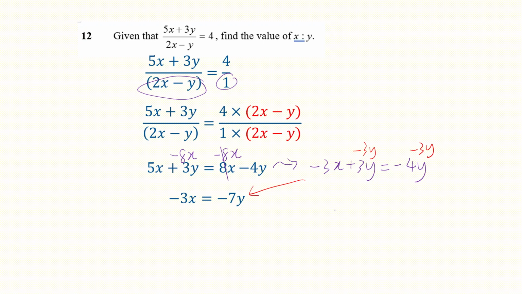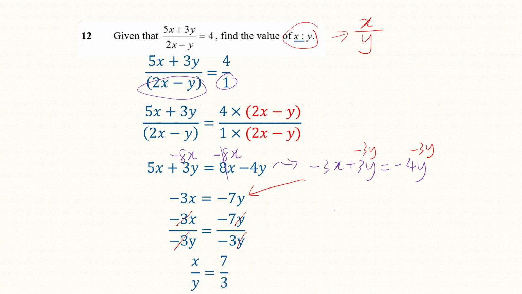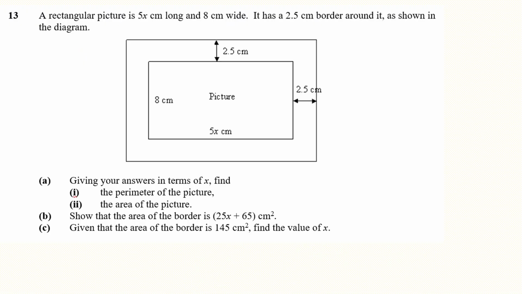Now we are asked to find the value of the ratio x is to y. So this is the same as finding the value for x over y. So to do that, I will need to divide both sides by negative 3y. So that your negative 3 and negative 3 go off. Here, the y and the y go off. So x over y is 7 over 3. So therefore, the value for x is to y is equal to 7 is to 3. That's the answer. Right, let's look at the last question.